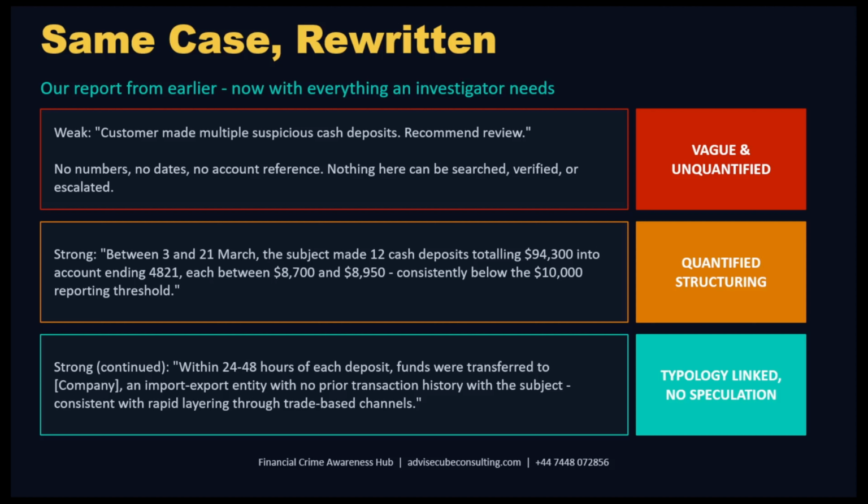The writer described the activity and named the pattern. They did not say the customer is laundering money. That is a conclusion. The writer gave the investigator the facts to reach that conclusion themselves. So in two sentences, everything an investigator needs to triage this report in seconds instead of queuing it for a month.